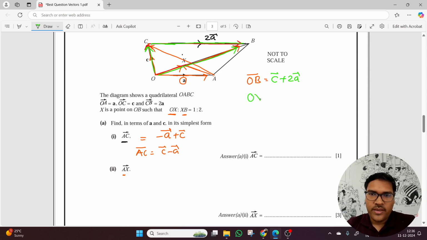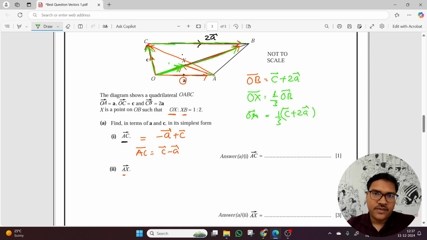So what is OX vector? This is our OX vector, whose direction is the same as OB vector. Now this is 1 is to 2, that is 1/3 of OB vector. Now what is this? This is 1/3 of C plus 2A. This is our OX vector.